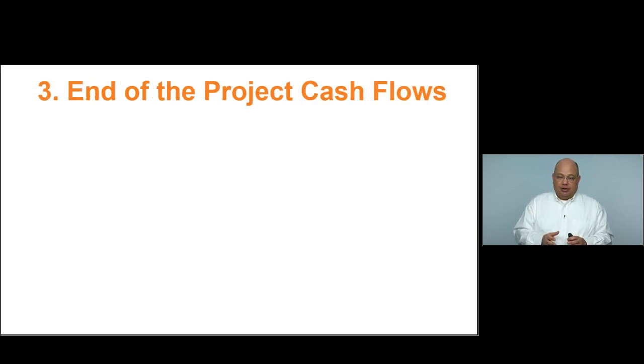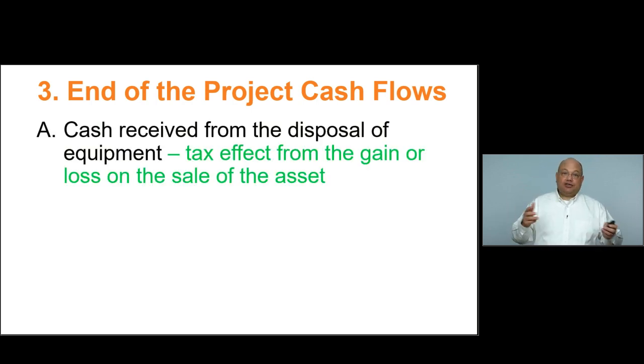The third time period of our project is the end of the project and the cash flows at the end of the project. The first of these is probably cash received from the disposal of the equipment. At the end, we sell it. Cash received, that's a cash inflow, but just like we had the tax gain or loss when we sold the old equipment at the beginning, we have a tax gain or loss for selling the new equipment, which at that point becomes the old equipment, at the end of the project. So that cash received from the disposal of the equipment is adjusted for taxes, just like we adjusted for taxes when we sold the original equipment.